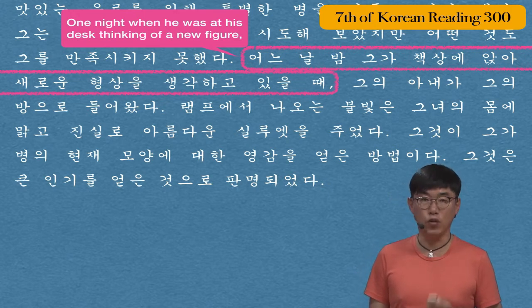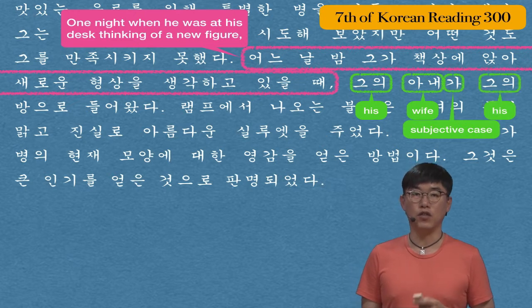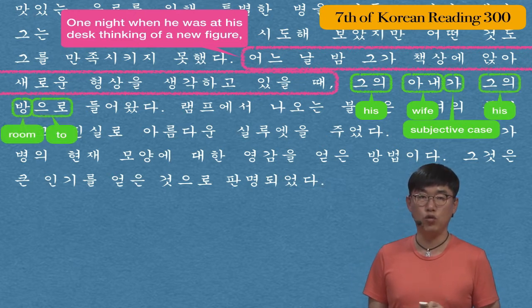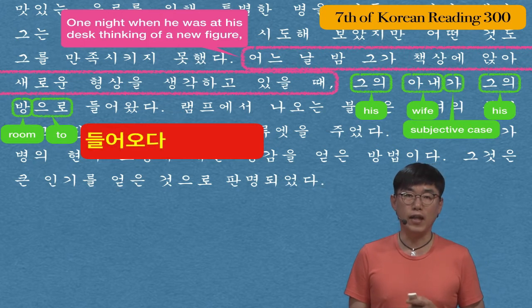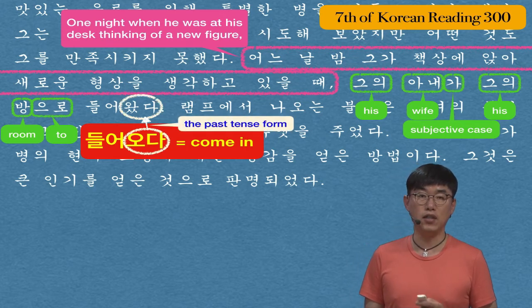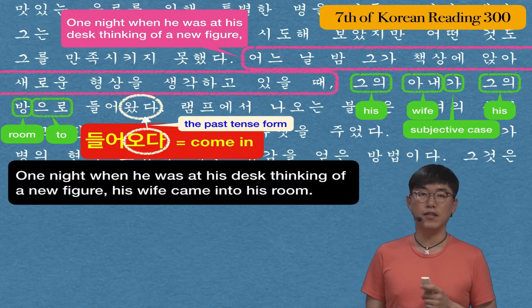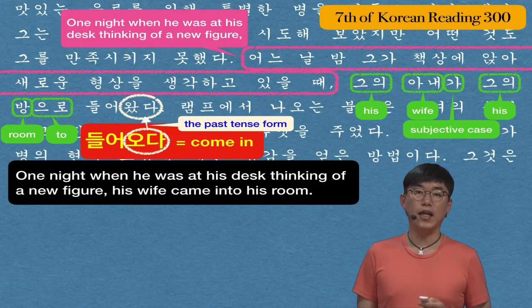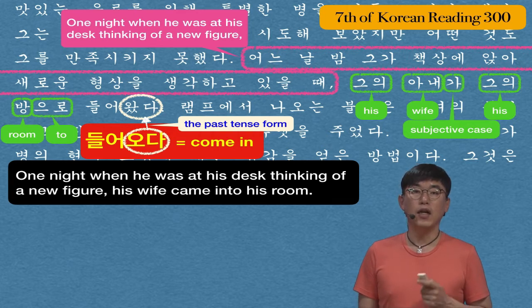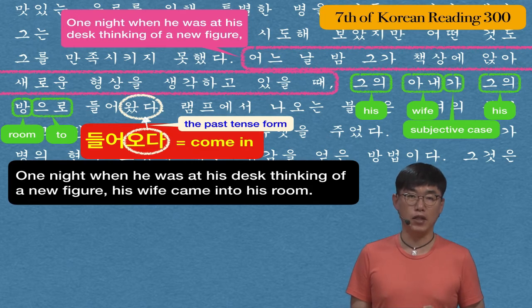desk thinking of a new figure, and 그의 is his, and 아내 is a wife, and 그의 is his, and 방 is room, and 으로 is the same as to in English. And 들어왔다 came from 들어오다, which means to come in. And 오다 is changed into 왔다 in order to make the past tense form. So 어느 날 그가 책상에 앉아 새로운 형상을 생각하고 있을 때 그의 아내가 그의 방으로 들어왔다. One night when he was at his desk thinking of a new figure, his wife came into his room.